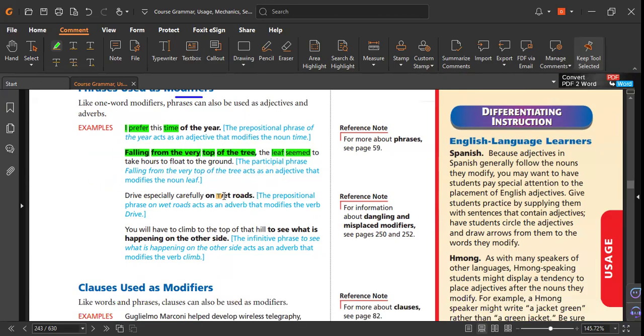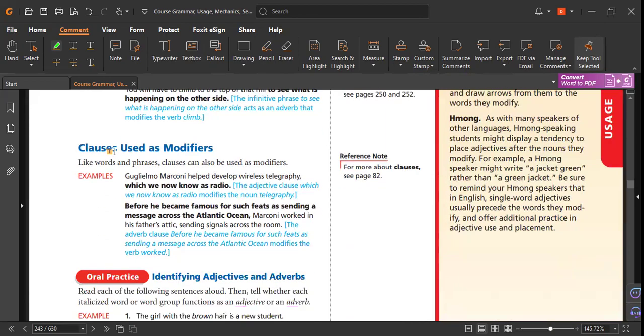That's why here the prepositional phrase on acts as an adverb that modifies the verb drive. You drive where? On what roads? But why not put this phrase near the verb? It can. I can say drive on what roads, especially carefully. Or put it at the beginning. On what roads? Drive, especially carefully. The same, because it refers to the verb. So it can be before the verb, after the verb, it depends on the writing. So it can be a phrase.